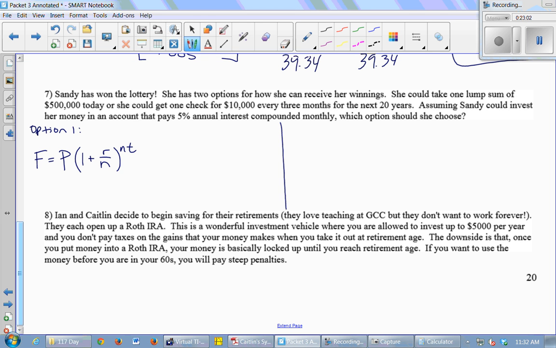All right, so let's see. We're going to put $500,000 in this account, and it pays 5% interest, so I put 0.05 in there. And n is 1 in this case because I'm compounding annually, 1 time per year. And then I raise that to the power of n times t, how many years is it going to be in there? Let's say 20 years. We'll compare how much she has in this account to how much she will have in the other option at the end of 20 years.